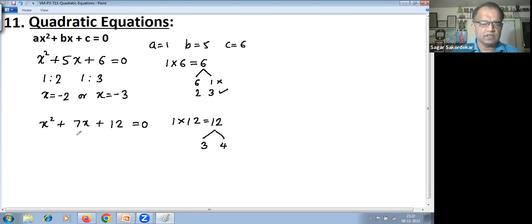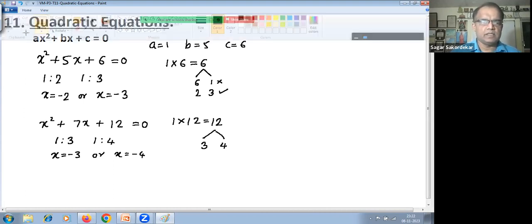So it satisfies this. Take the coefficient of x square, that is 1. First factor, that is 3. Take the coefficient of x square again, that is 1. And second factor. With this, we are ready to answer. So as long as this is 1, just take this, negate, and that is the value of x. x equal to -3 or x equal to -4. So let's try more examples.